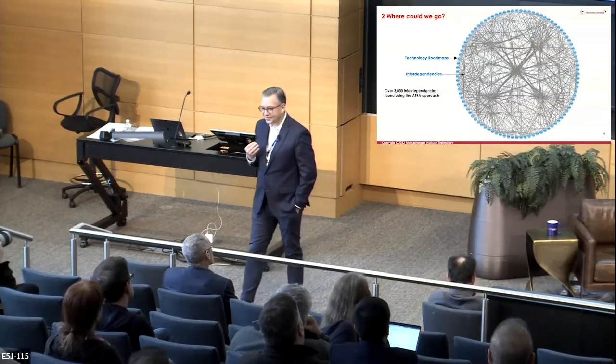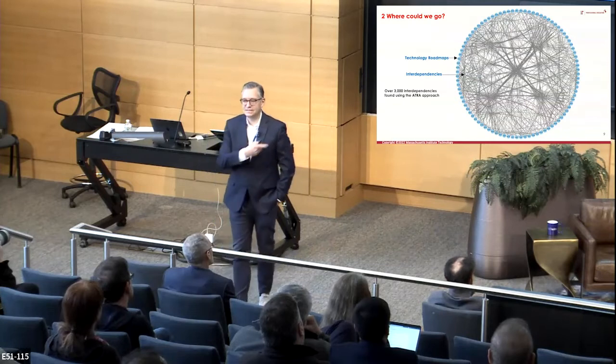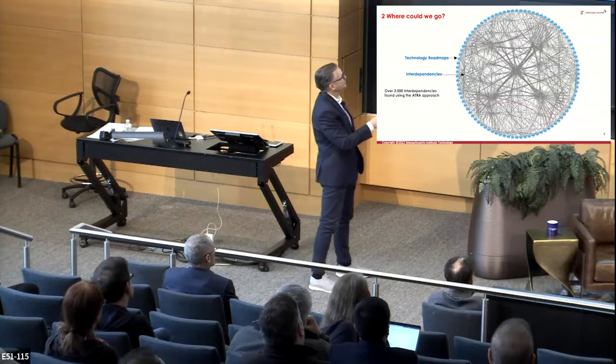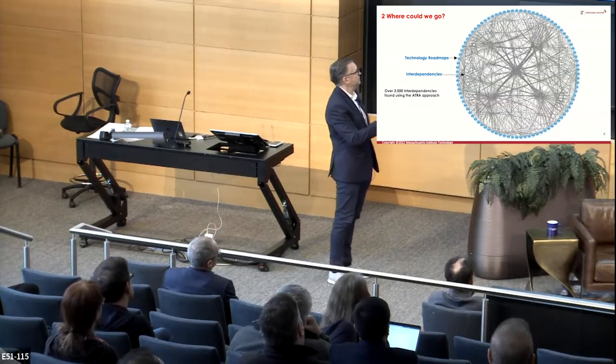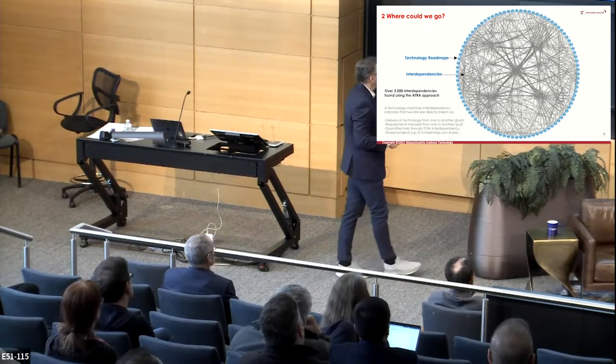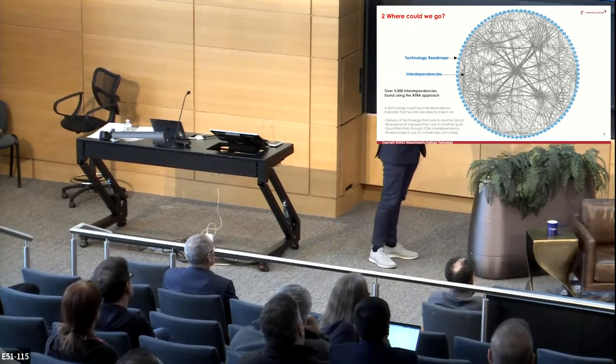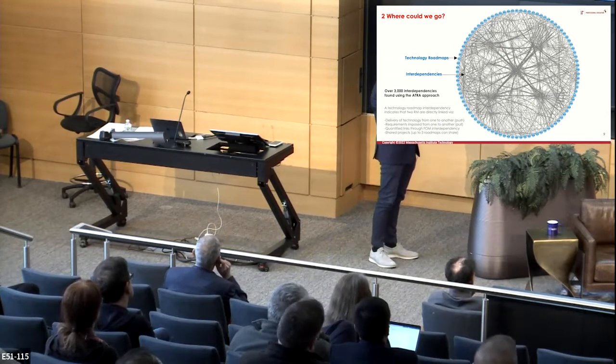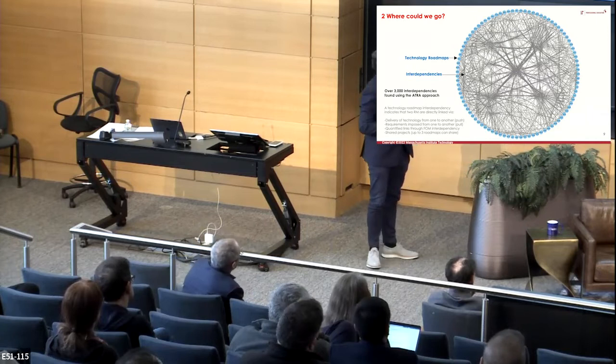So one of the things that came out of this work was this graph. And what does it show? Well, here are the different technologies. Each of them has its own roadmap. Interdependencies that we found, a lot of them, about 3,000. And so, for example, one technology is linked to another. Requirements are imposed. Figures of merit are shared, and so forth.